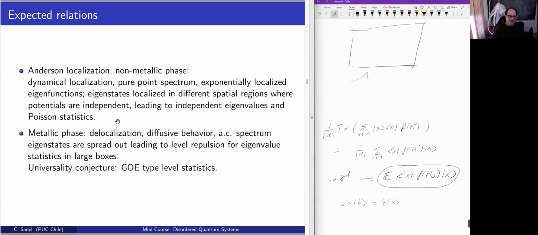In the metallic phase, you have delocalization, so diffusive behavior. You expect absolutely continuous spectrum. Eigenstates are spread out. Well, eigenstates are not really L2 normalizable, right? In this case, they're not really eigenstates in the L2 sense. And this should lead to level repulsion, and the universality conjecture states that you should get some process similar to the Gaussian orthogonal ensemble.